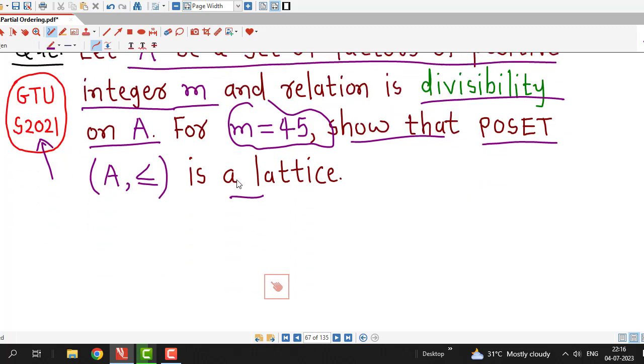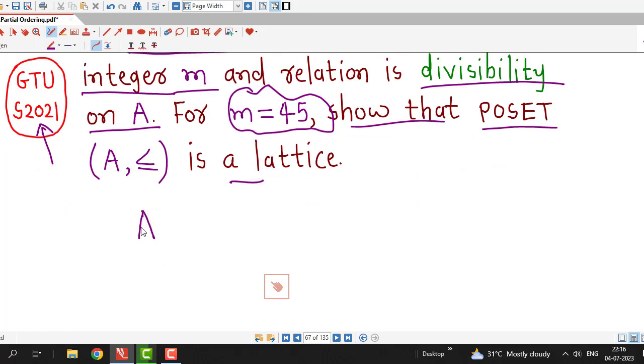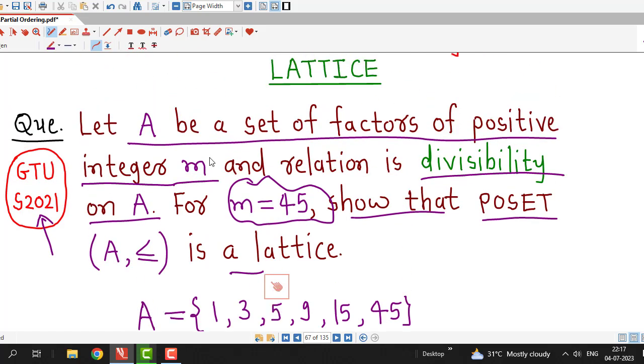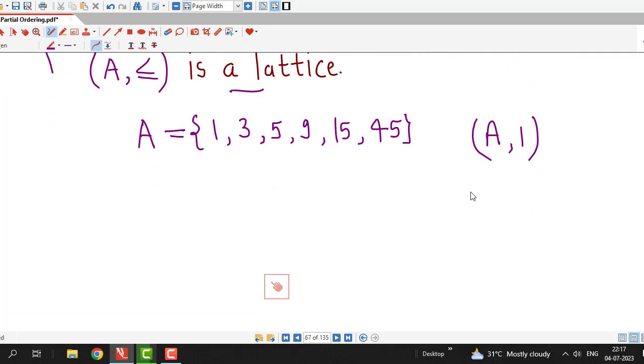So here given set is the set of factors of positive integer m where m is 45. That means capital A is the set of divisors of 45 and divisors of 45 are 1, 3, 5, 9, 15 and 45, and here we have to consider all the possible divisors of 45 and we have to prove that this set capital A under divisibility relation becomes a lattice, and we are familiar with the definition of lattice now.